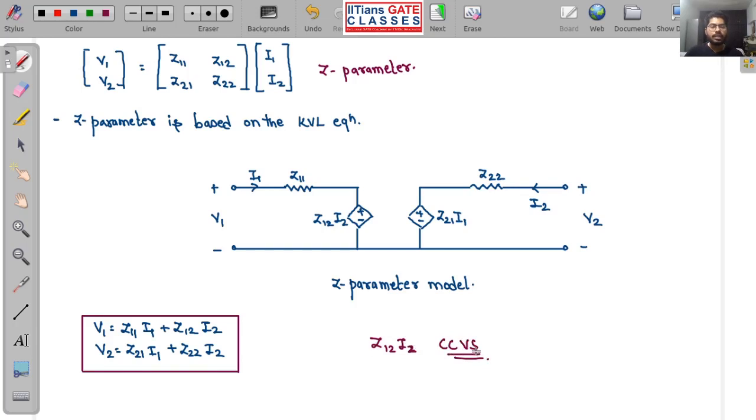We have already studied and discussed this in our lecture number 1, in the basics of circuit theory, where I discussed each of them. So this is my current controlled voltage source. Similarly, equation number 2 is V2 equals Z21 I1 plus Z22 I2. So V2 is equal to Z22 I2 plus Z21 I1. This is also a current controlled voltage source. So the Z parameter model is something like this, and it is very simple.